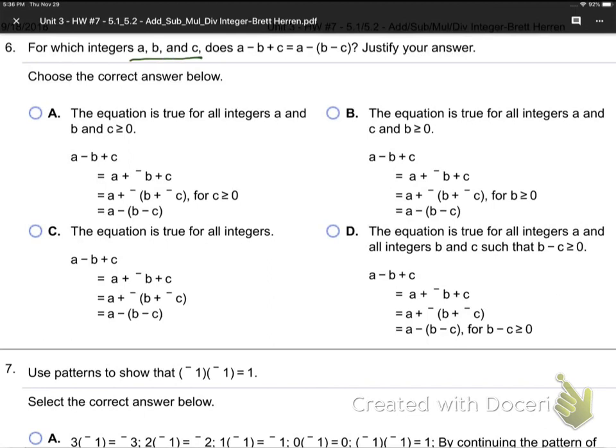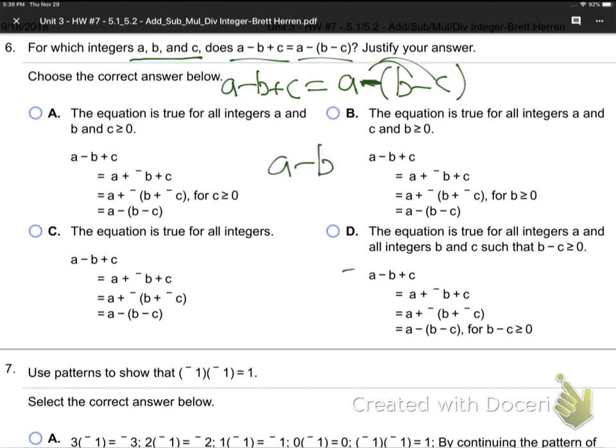Okay, here we are in number 6. For which integers a, b, and c is this equal to that? Well, the left side is a minus b plus c, but the right side we can simplify. Here, let me bring it down. What do we do with this minus sign in front of parentheses? We distribute it, and so it becomes a minus b, and when this minus hits that minus, plus c. So this comes out the same as the left side was.